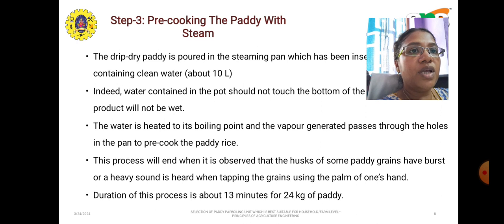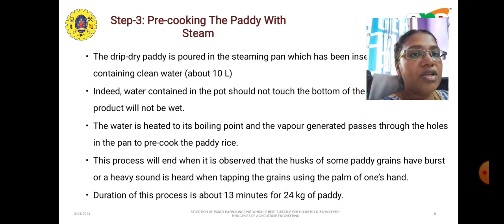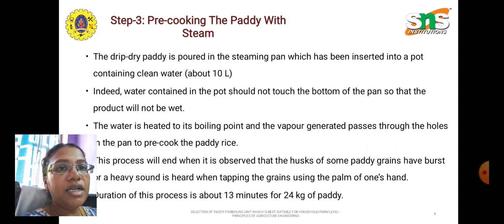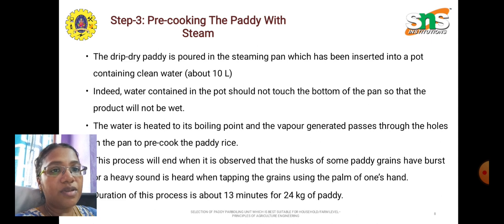Then we pre-cook the paddy with steam. This is the stage of parboiling. The drip-dried paddy is poured into the steaming pan, which has been inserted into a pot containing clean water. The water in the pot should not touch the bottom of the pan so that the product will not get wet. The water is heated to its boiling point, and the vapor generated passes through the holes of the pan and pre-cooks the paddy rice.